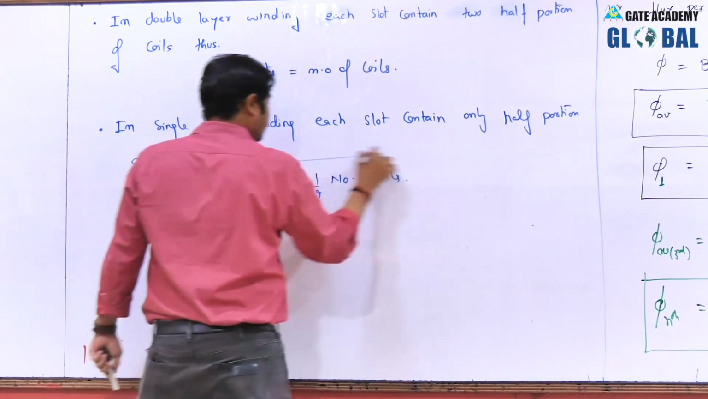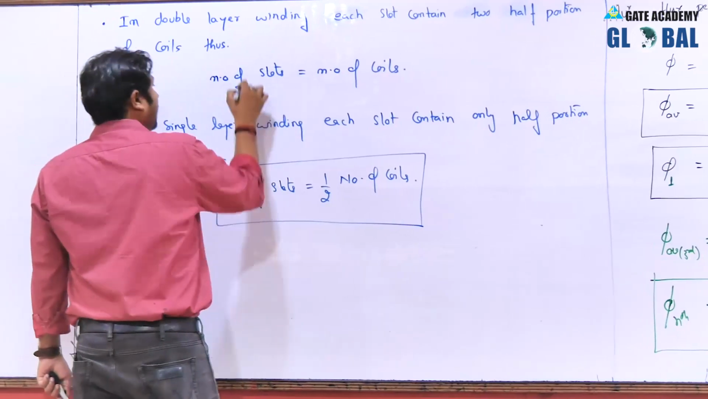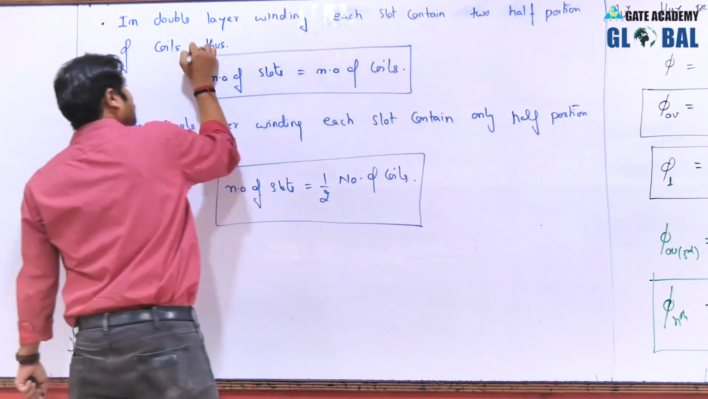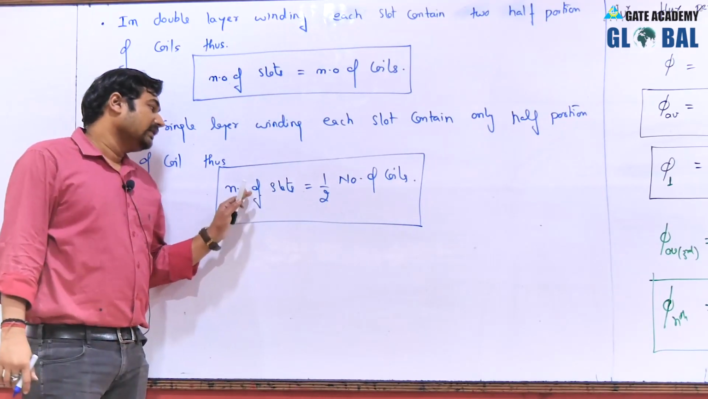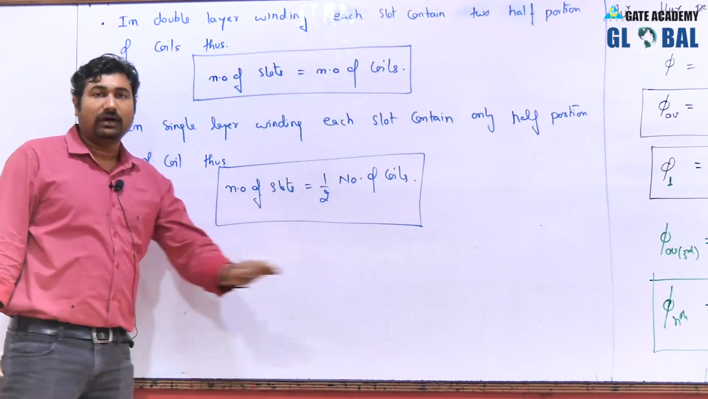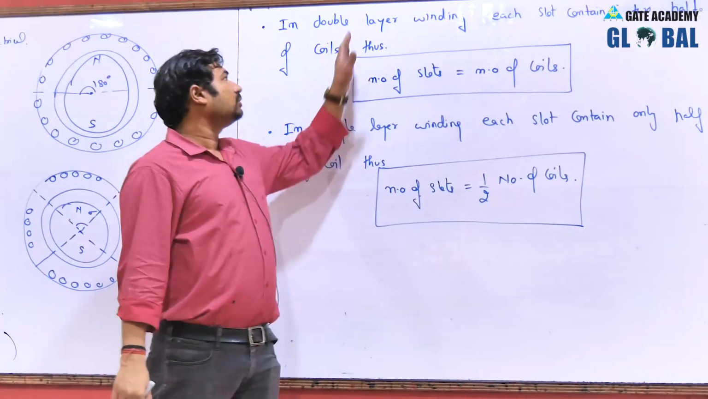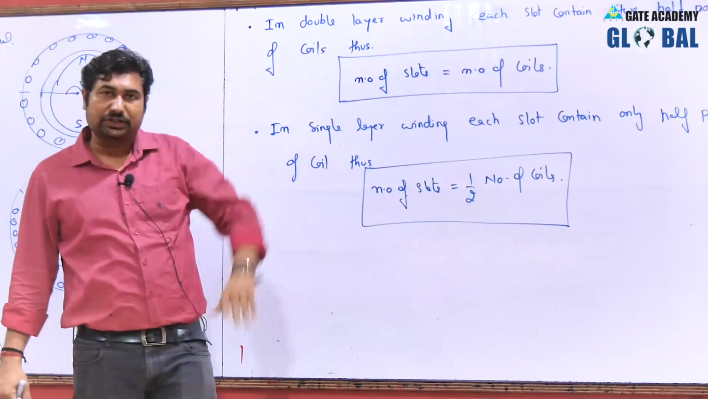Okay. So, in case the double layer is mentioned and the number of slots is given to you, then you know the number of coils also. However, in case of single layer, the number of slots is half of the number of coils. Is it okay? I will come to the double layer winding in case of DC machines.